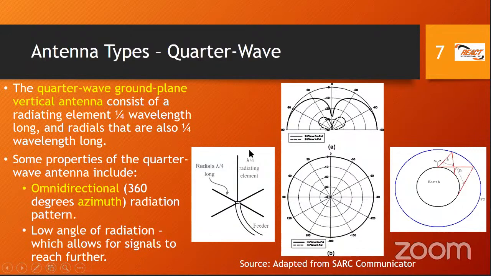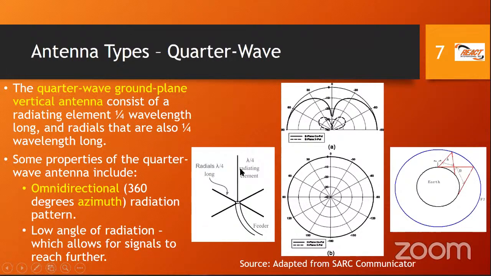But guess what? This is how it's constructed. If we look at the screen, you will see this vertical element that they are referring to is the radiating element. It's quarter wavelength long. But notice there are other elements to the antenna, and these are called the radials. They are also quarter wavelength long. And of course, we have our feed line going to the feed point of the antenna.